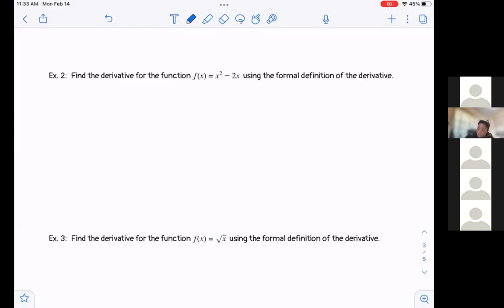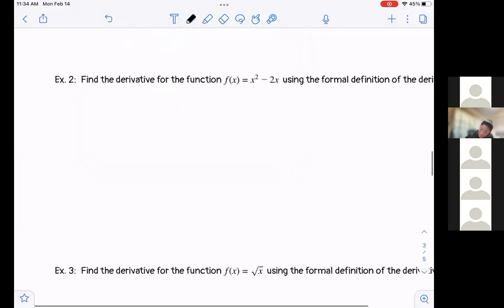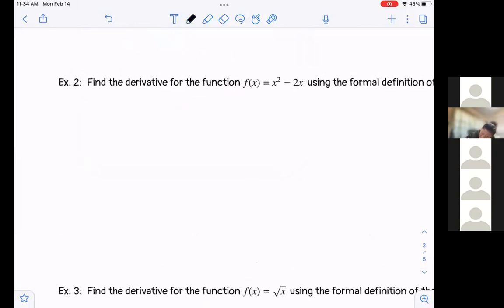It says, find the derivative for the function f of x equals x squared minus 2x using the formal definition of the derivative. Okay. So like before, I'm going to go ahead and write down that formal definition. I'm going to say that f prime of x equals the limit as h approaches 0 of f of x plus h minus f of x all over h. And we're going to call this f of x, the green one, just like we did last time. And we'll call this f of x plus h, the purple one, like we did last time.